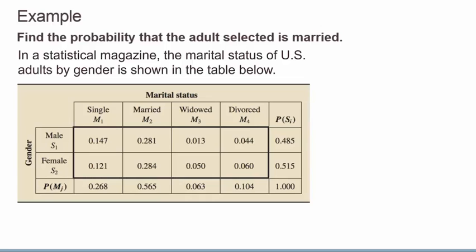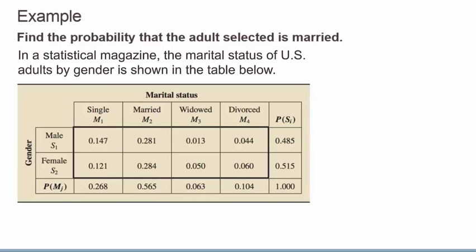The total for single is 0.268. The total for married is 0.565. The total for widowed is 0.063. The total for divorced is 0.104. If we added the probability for single, married, widowed, and divorced, it equals 1. If we add up the probability of male and female, that also equals 1.